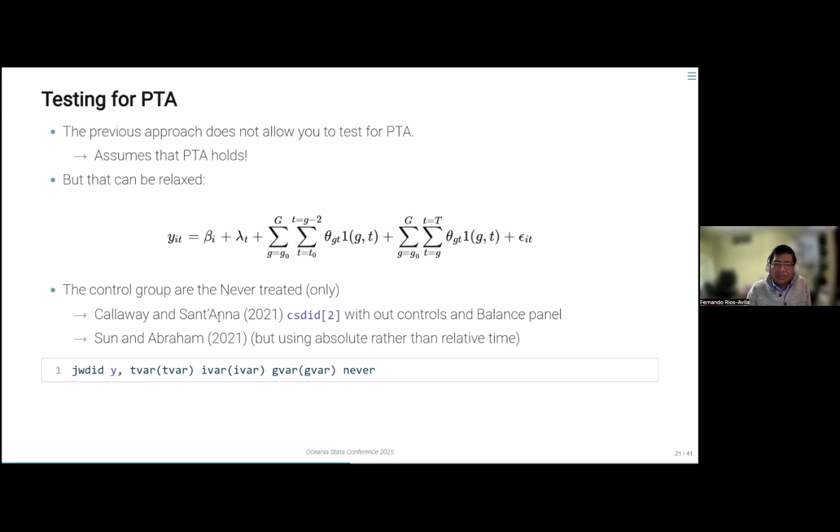Technically, this is exactly the same thing that you would get if you estimate this using Callaway and Sant'Anna's CSDID with regression, with never-treated as controls. It's also what Sun and Abraham suggest, except that in that paper they do not use absolute time for the interactions, but relative time. Now, if this is the specification you're interested in, you just have to indicate never to specify that you want only the never-treated to be your control group.